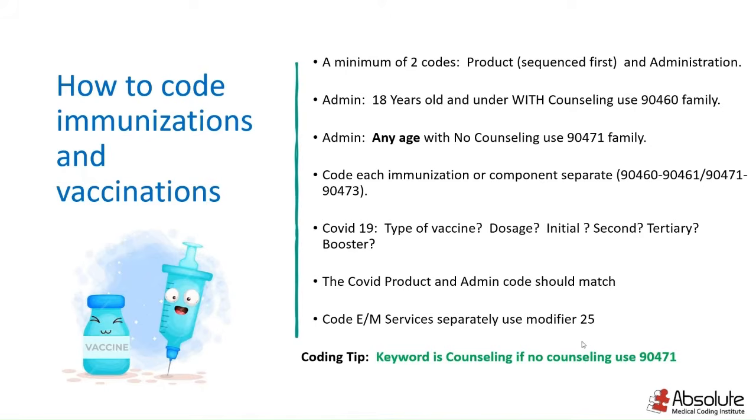Let's look into the next point. COVID product and admin code should match. This is very important while going for a COVID vaccination. The COVID product and admin code should match. And the last one, code E&M services separately using a modifier 25. So if you have an E&M service which has been provided along with a vaccination, you can append 25 modifier.